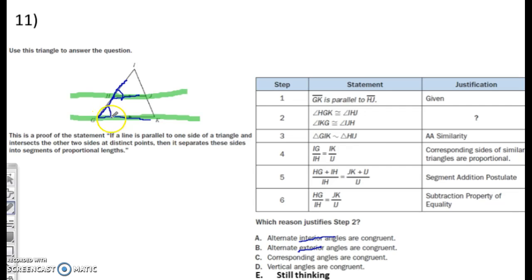Corresponding angles, that means that you're on the same side of the transversal and you skip one angle. So if we start here, we would skip this angle and we would end up here. So those are corresponding angles. Let's just look at D though. Vertical angles, those are your kissing V's. That's where you have this angle and that angle. So it's not vertical angles. So this one would be C. It is corresponding angles that make those congruent.